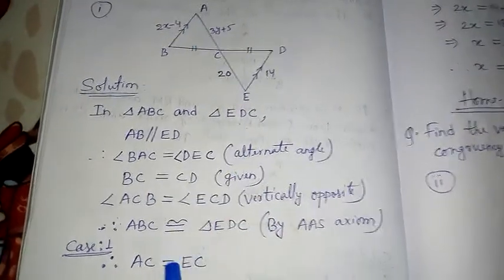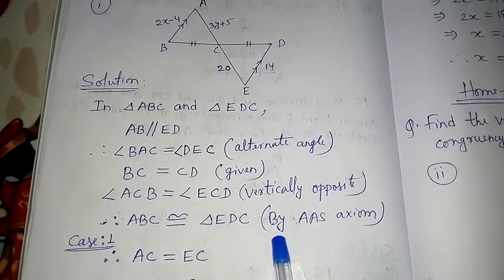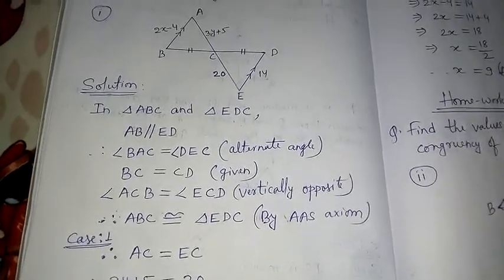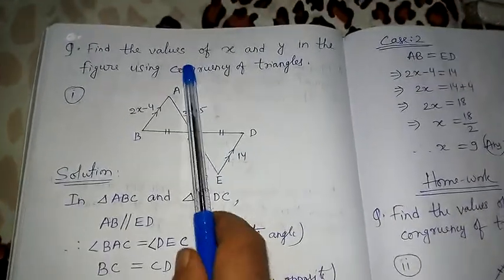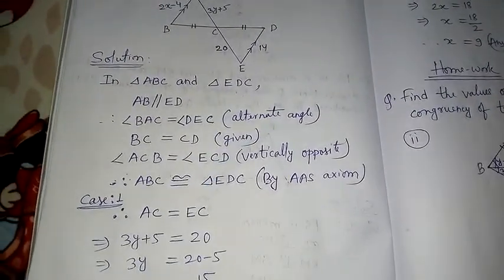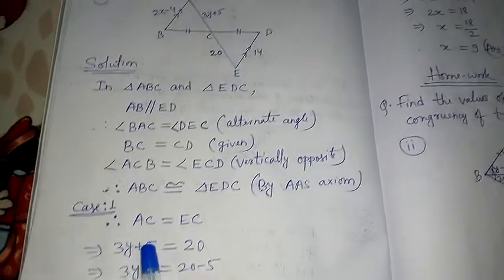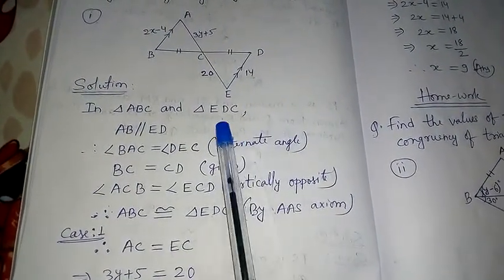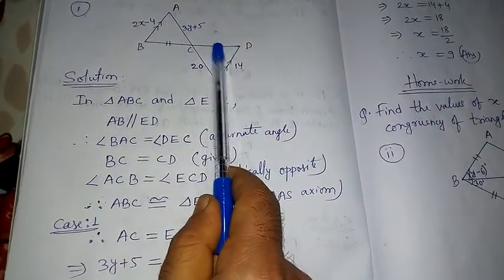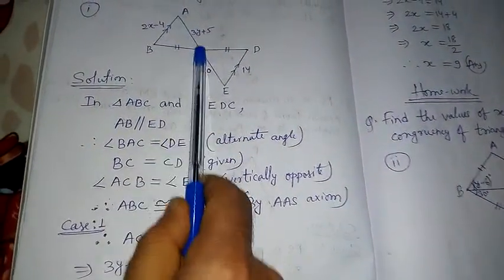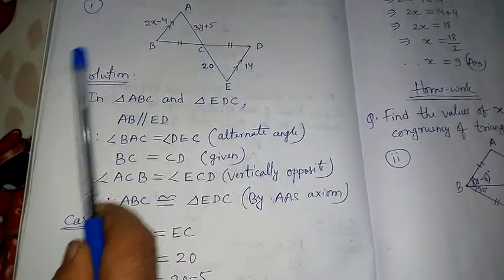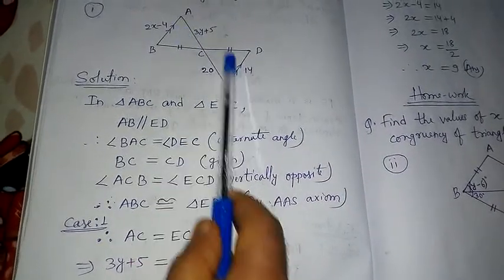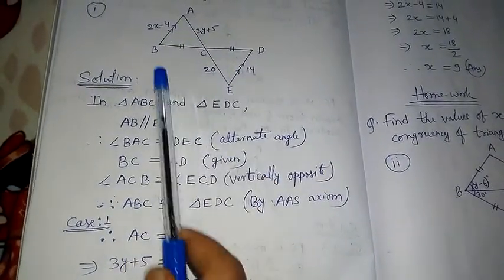That means these two triangles are now said to be congruent by the angle side angle axiom, two angles and one side axiom. So now we can find the value of X and Y, because we have proved the two triangles are congruent. Now as you know, when these two triangles are congruent, the corresponding parts also will be equal. Now this side is equal to this side. Now we can say AC will be equal to EC and AB will be equal to ED, because when three things are equal, the remaining corresponding parts also will be equal.